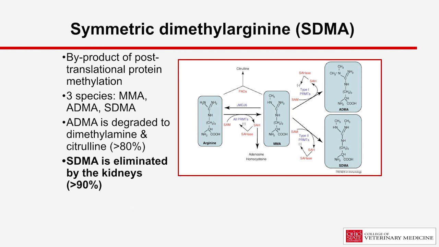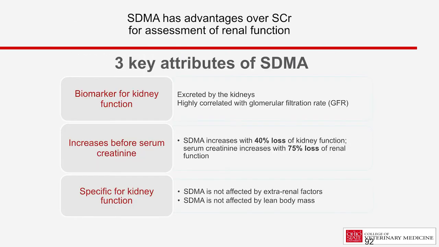Turns out that asymmetric dimethyl arginine is metabolized primarily by the liver, whereas symmetric dimethyl arginine is eliminated by GFR and is neither reabsorbed nor secreted. It is eliminated almost entirely by the kidney, so it's a very good marker of GFR. So what I'm going to do in the last 10 or 15 minutes here is go back over some of the stuff that Graham already said and go over what I think are the 3 big points that I would want anybody to take home about SDMA.